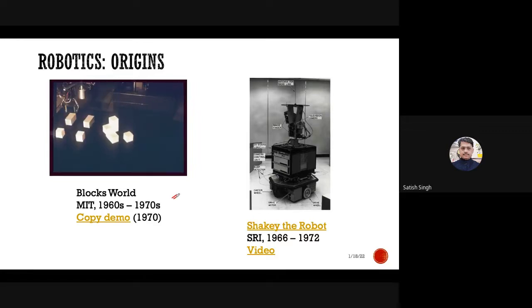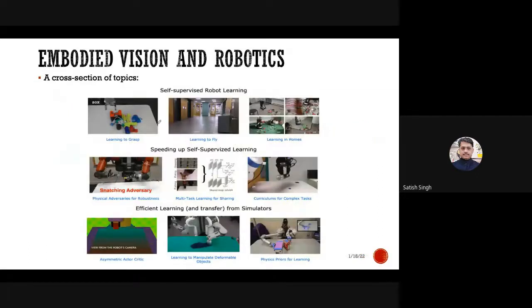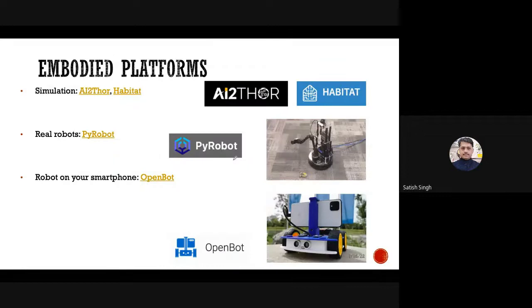In the very early stages, image processing based models were used just to actuate artificial hands or grabbers. But now these are state-of-the-art machines. You can see that modern deep learning based methods are being utilized for various robotic applications. And various embedded platforms are available for various robotic applications.